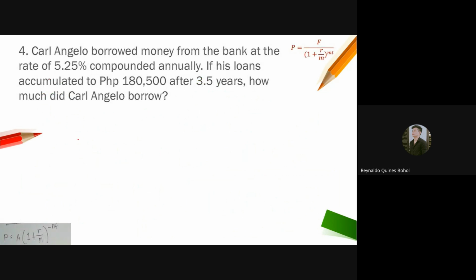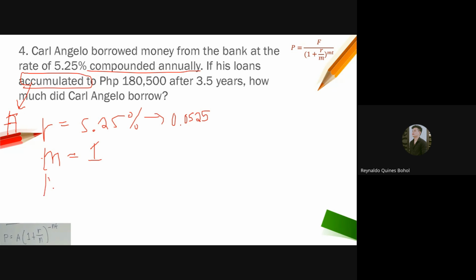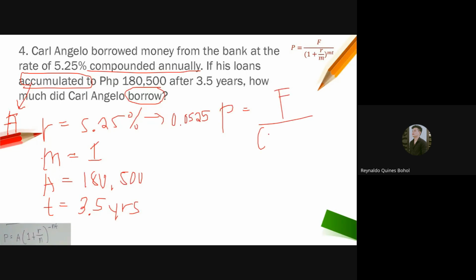Next, number 4, Carl borrowed money again from the bank with a rate of 5.25%, so we have 0.0525, compounded annually, so M here is 1, and accumulated. If there's the word accumulated, that is the final amount. The final amount is 180,500 and the time is 3.5 years. Borrow is what we are looking for, meaning the principal. The formula for the principal is better with the negative exponent: 1 plus R all over M raised to negative MT. So our amount there is 180,500.